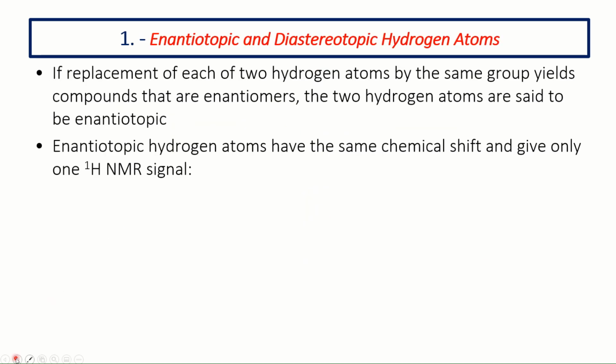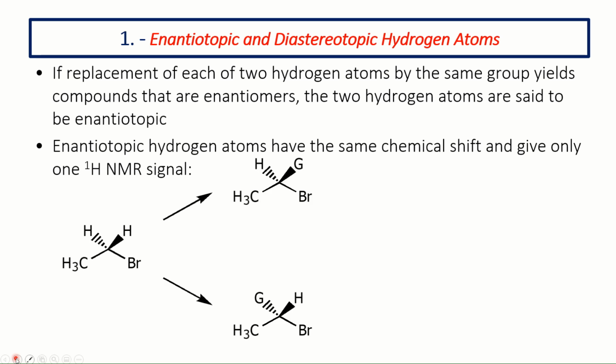If we replace a hydrogen and we yield enantiomers, then of course enantiotopic hydrogens will have the same chemical shift. So herein, for example, we have the bromoethane that we covered earlier, and you can see if we replace either one of those hydrogens, there's a mirror image here, and so therefore you can think of that as sort of a mirror image between them. They're enantiomers, and therefore these guys would appear as the one signal as we saw earlier.